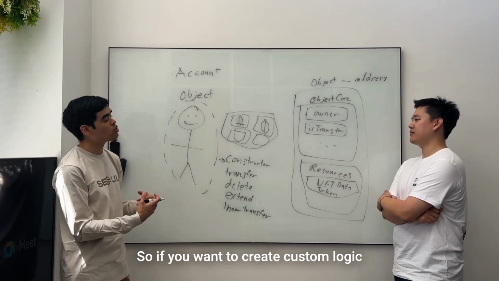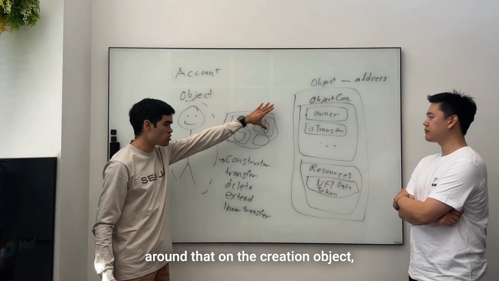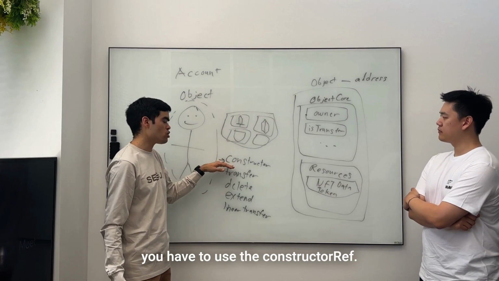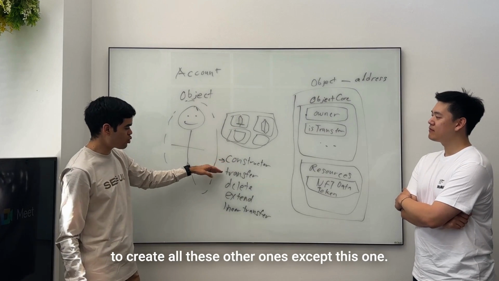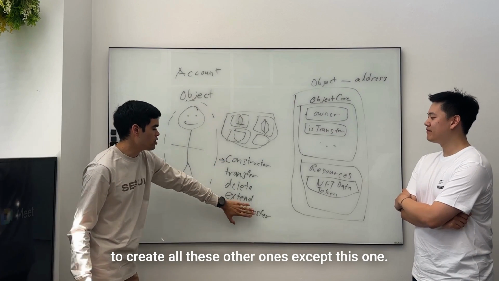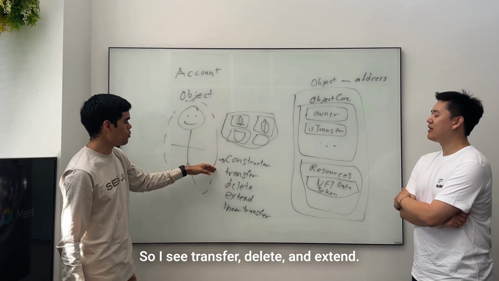I see. So if you want to create custom logic around the creation of an object, you have to use the constructor ref. Got it. And that's why the constructor ref actually is used to create all these other ones. Except for this one. This one's actually special.